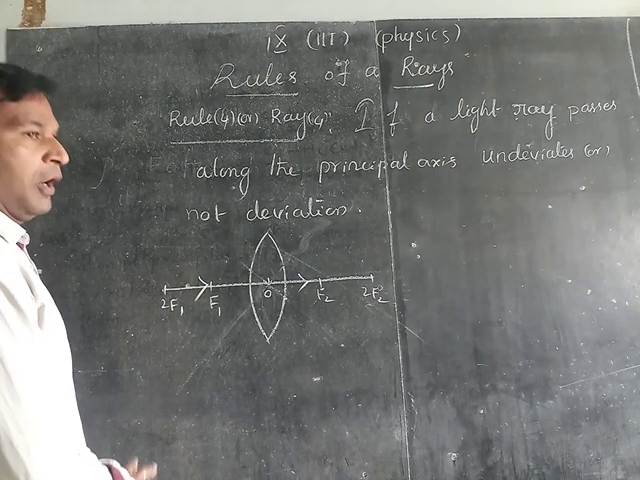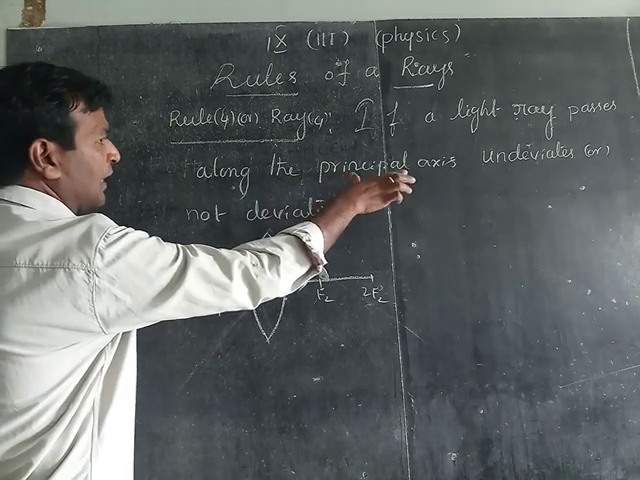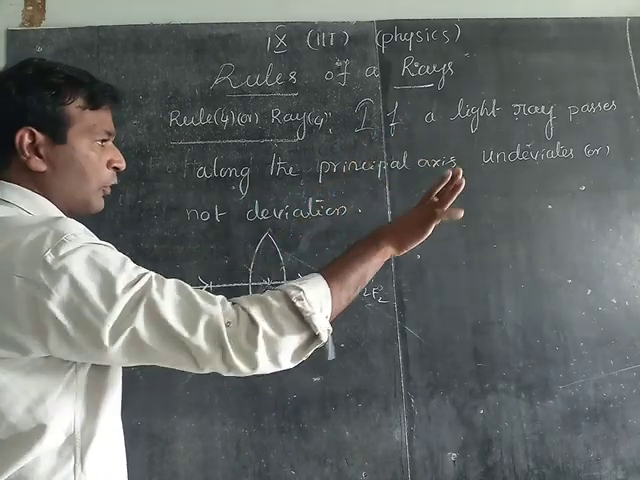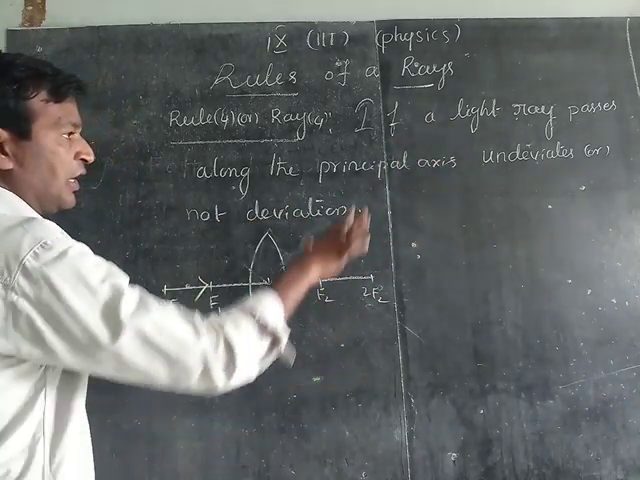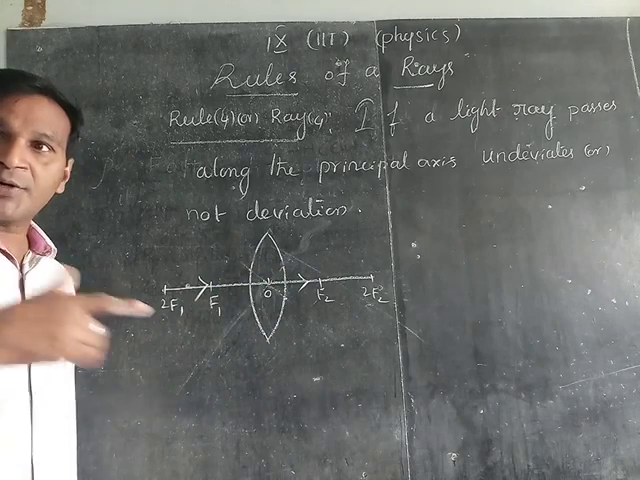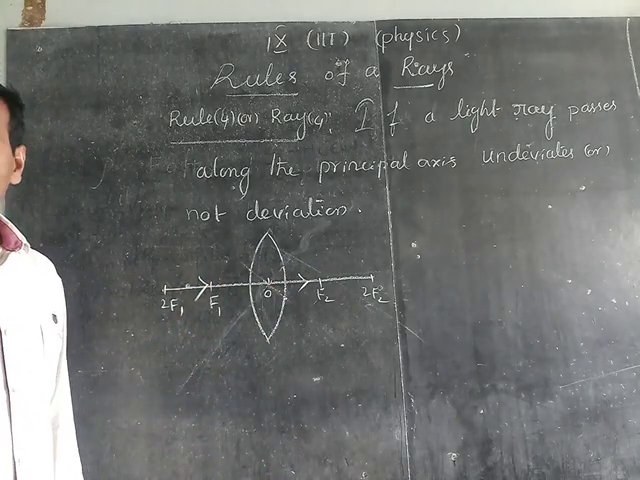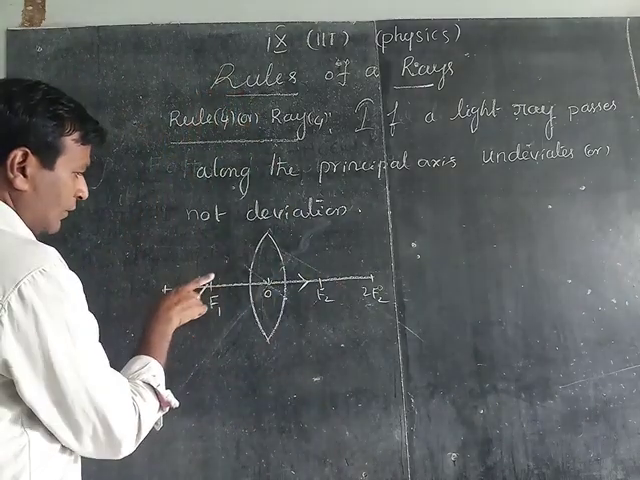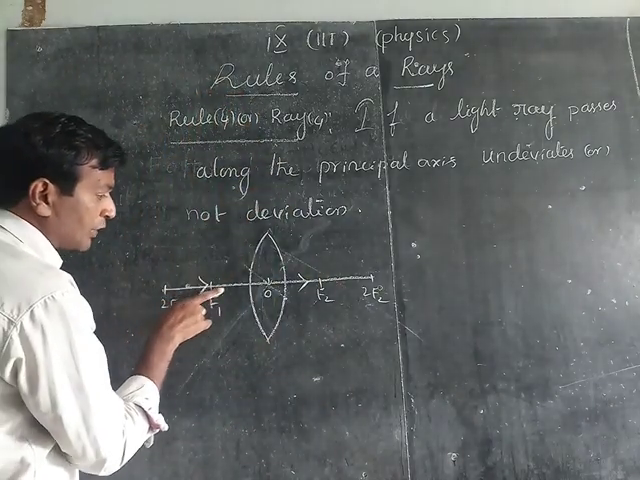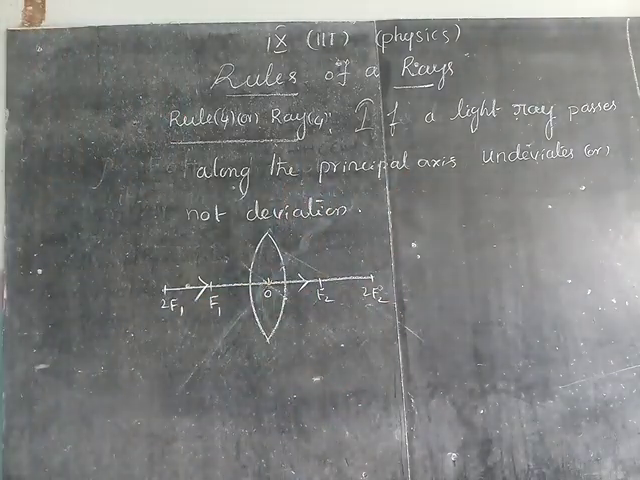Rule 4: if your light ray passes along the principal axis, after refraction, mention or not mention, no problem, it undeviates. Undeviate in the sense not deviates. Not deviates in the sense it goes straight, no bending, no refracting, goes straight. See here, this is the arrow mark. Light ray passes along the principal axis, no deviation. That is the fourth rule. Is it clear?